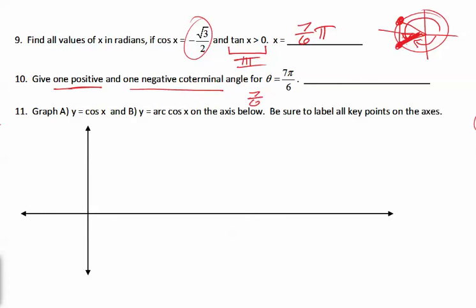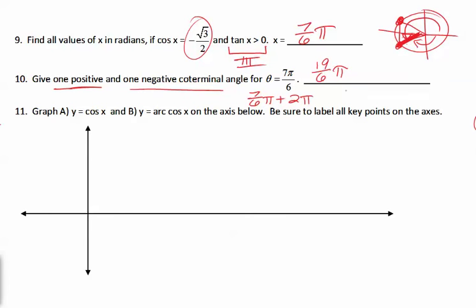So we start with our 7/6 pi and we add a revolution. So that would be 7/6 plus 12/6. That would give us 19/6 for a positive coterminal. And you could continue, you could add another 2 pi and another 2 pi and so on.